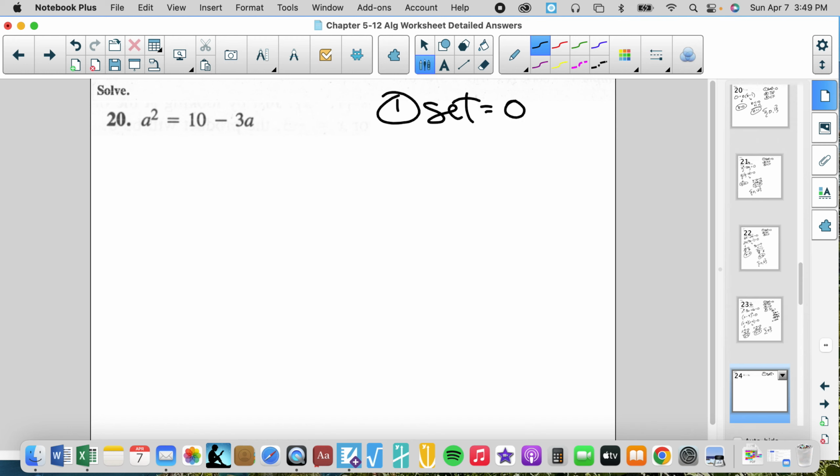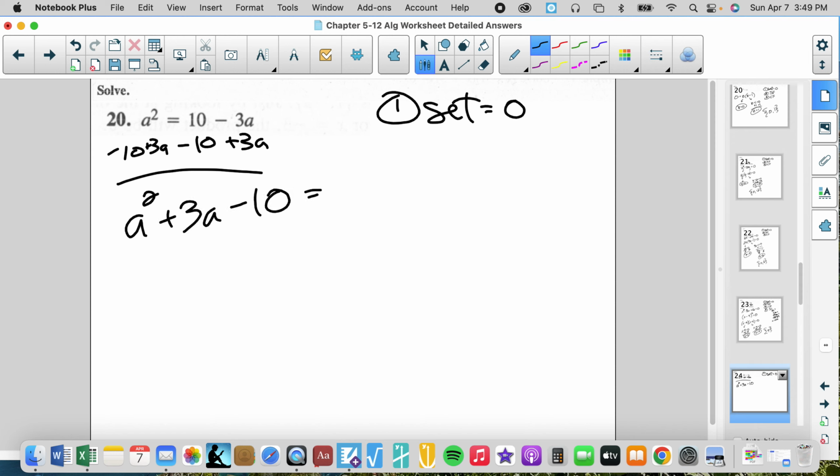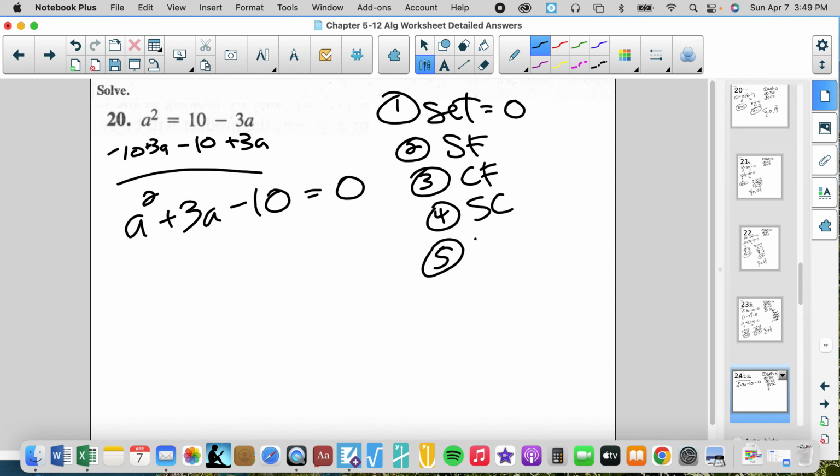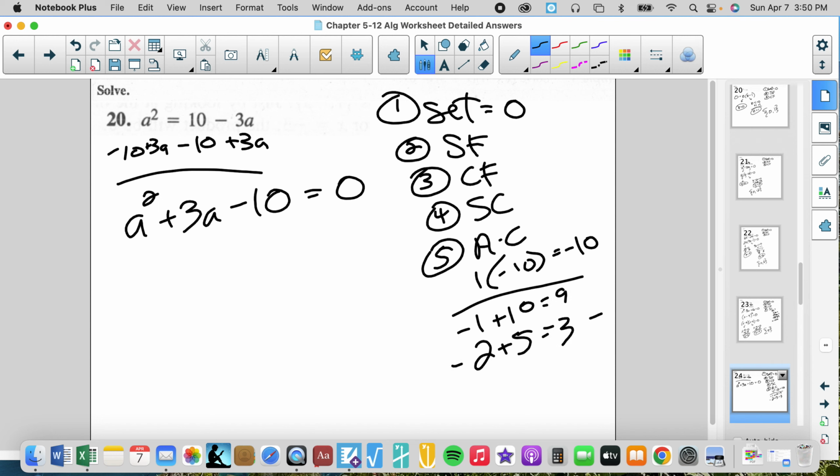Set equal to 0. Let's move these things over. Minus 10 plus 3a, because we want that a squared to be positive. We want the first term always to be positive. We put the 3a in standard form. Common factor, no. Special case, not in this case. So let's do a times c. 1 and negative 10. Factors are 1 and 10. 2 and 5, signs are different. Bigger is positive. That's my middle. We'll use negative 2 and 5.